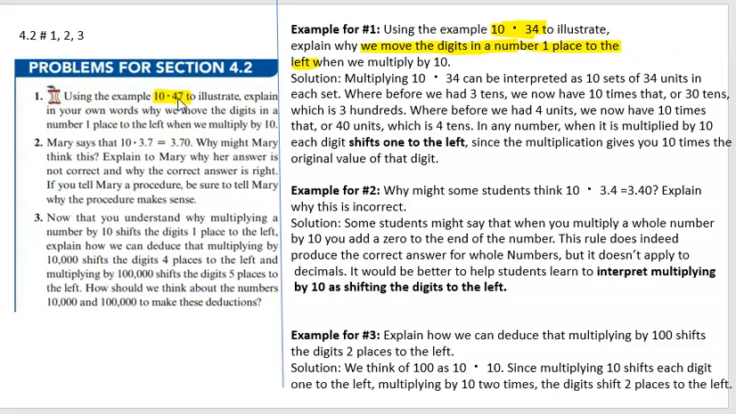we split 34 as 3 bundles of 10 and 4 individual toothpicks. So 3 10s and 4 individual ones. We're going to discuss them separately. First we're going to do 10 copies of 3 10s. That will give us 30 10s, because 10 times 3 10s, that's 10 times 3, which gives us 30. So we have 30 10s.